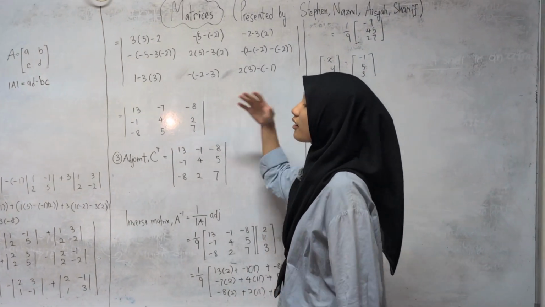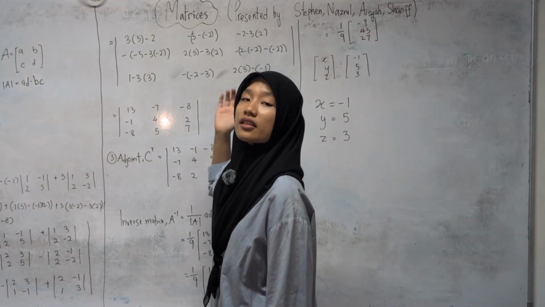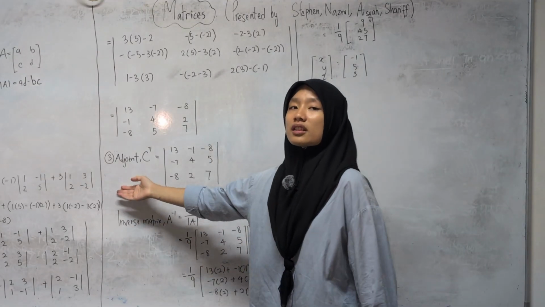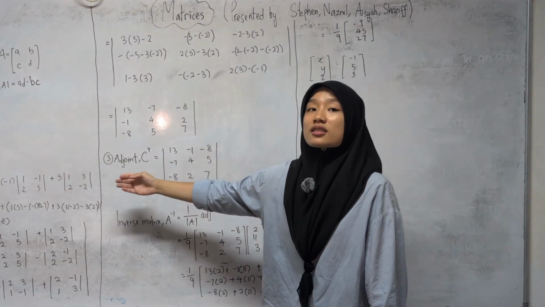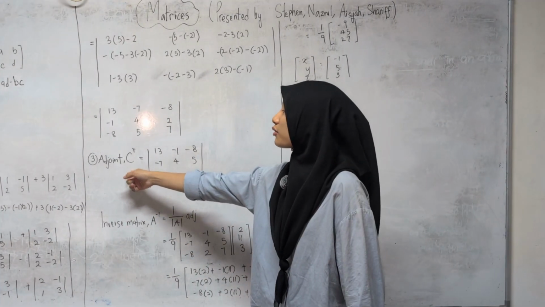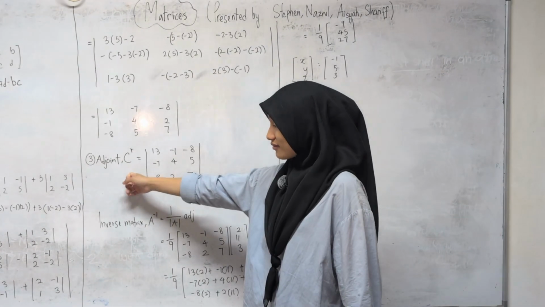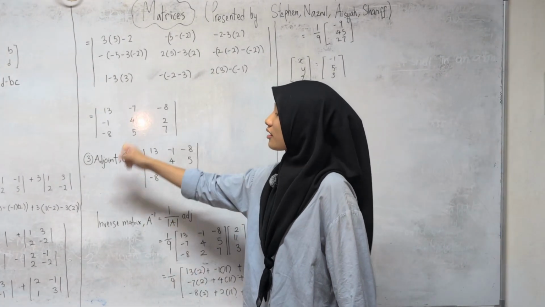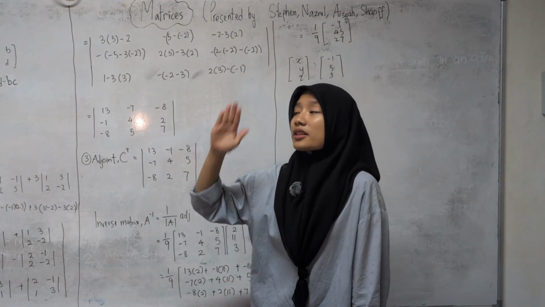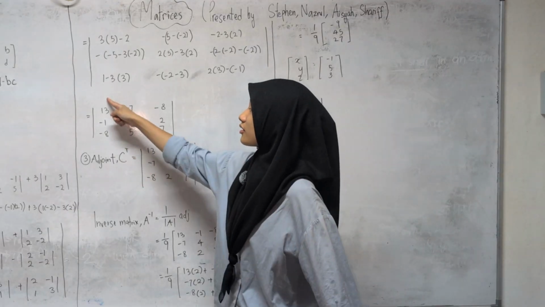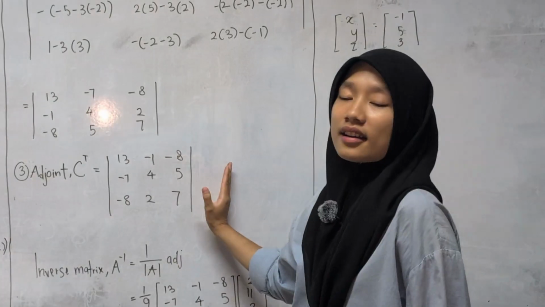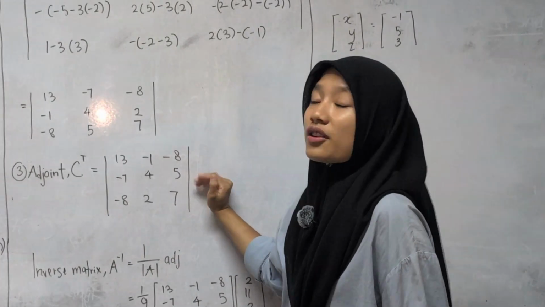So now, once you've gotten the answer for cofactor, you go to adjoint. What does adjoint mean? It means it's the transpose of the cofactor. How do we do it? Transpose of the cofactor: the column becomes row, row becomes column. So this one we put here, this one there. So that's your final answer for adjoint.